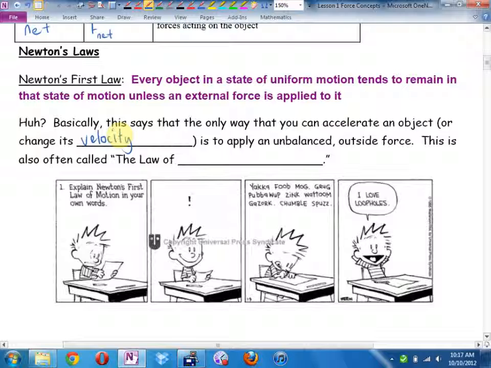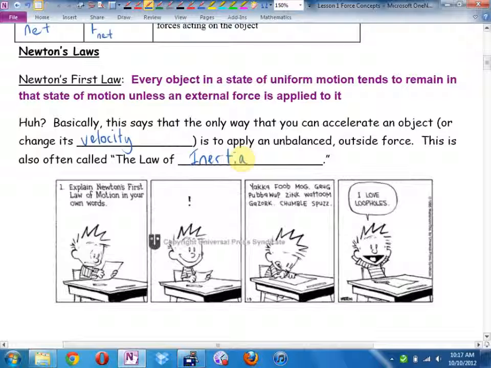This is often called the law of inertia because it also says this. Objects possess inertia. What's inertia? Inertia is sort of like mass. It's related to how much mass you have. The more mass you have, the more inertia you have, the more resistant you are to a change in acceleration, to a force.